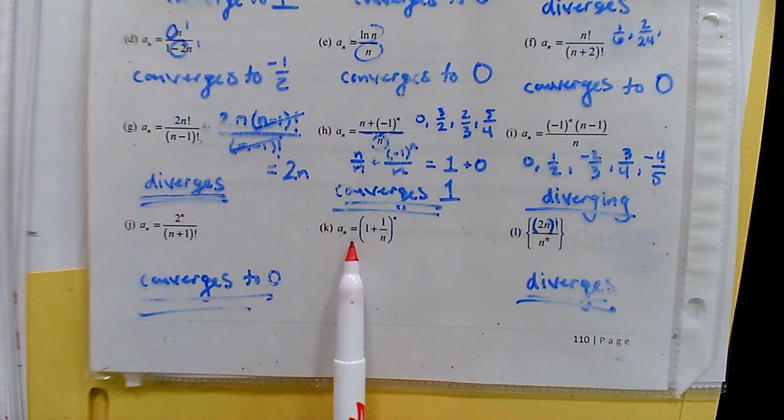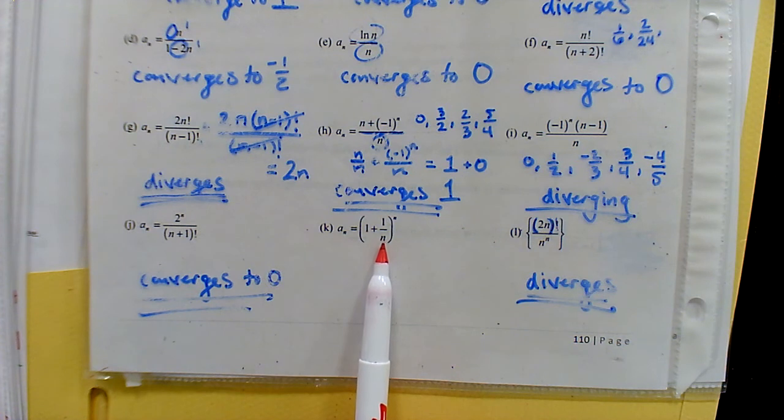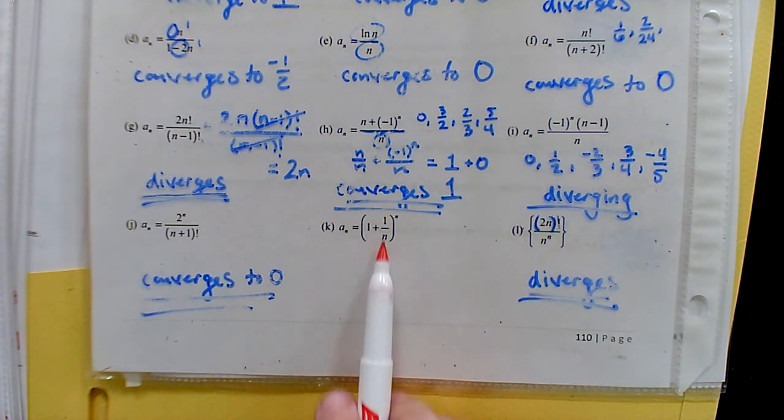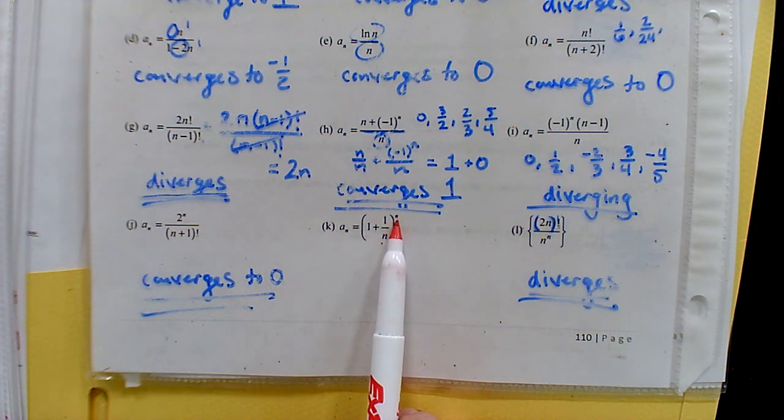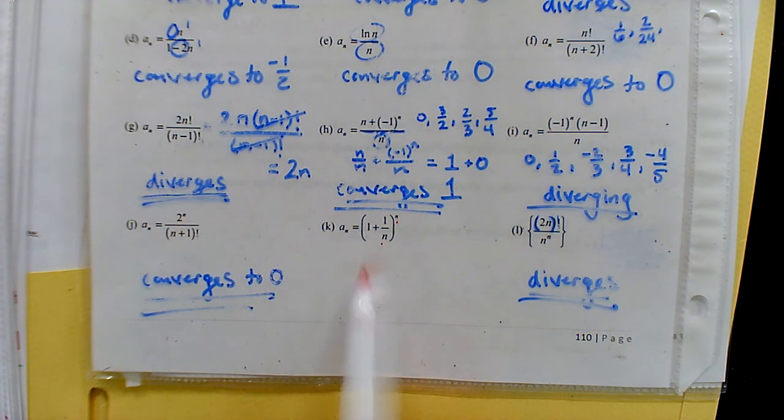K is a little tricky because if you were to think going very deep into this sequence, like for instance, if you were to plug in infinity for n, like a really, really deep number, what is 1 over infinity? 0. 1 plus 0 is 1. And if you were to raise 1 to the infinity power, you would get 1. So you would think this would converge to 1, right? You would be mistaken, and we're going to see why on the calculator.